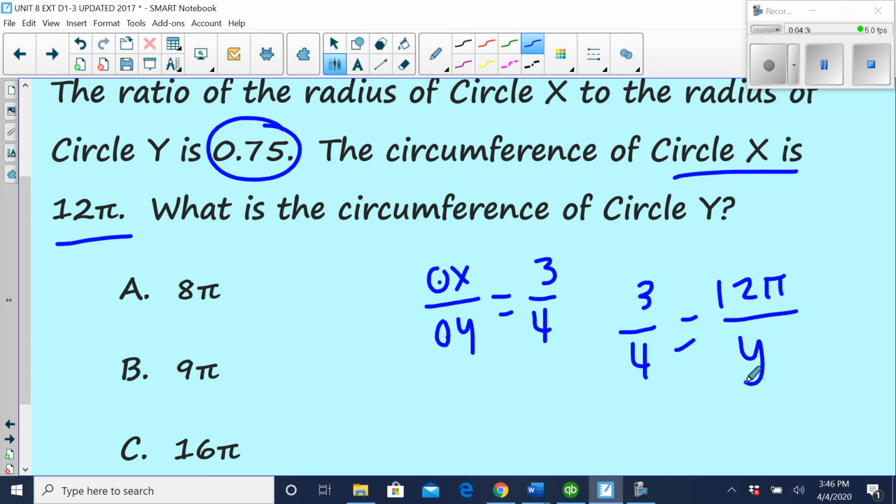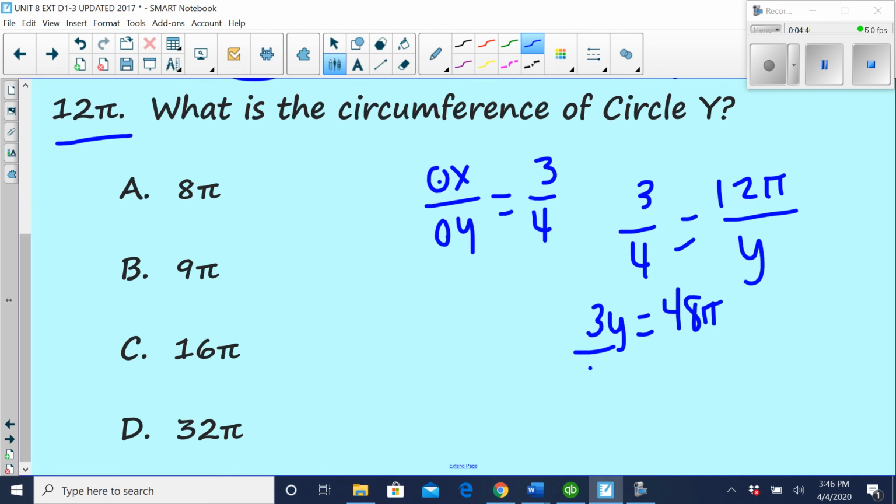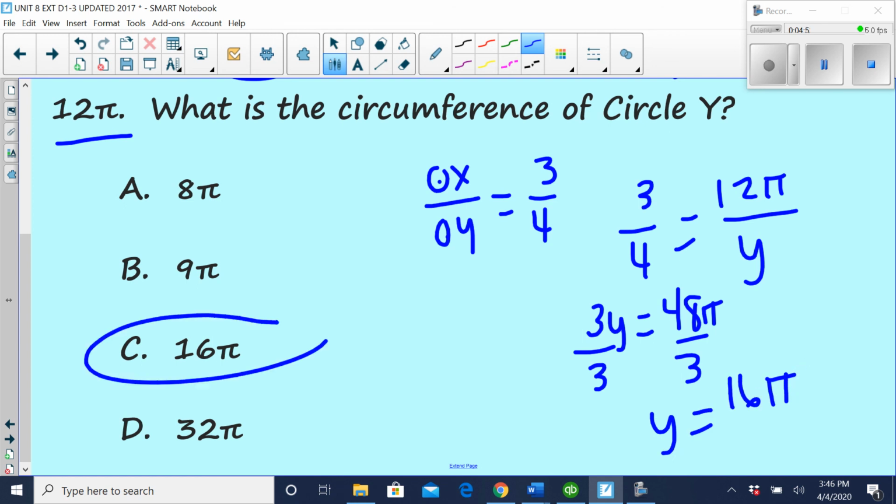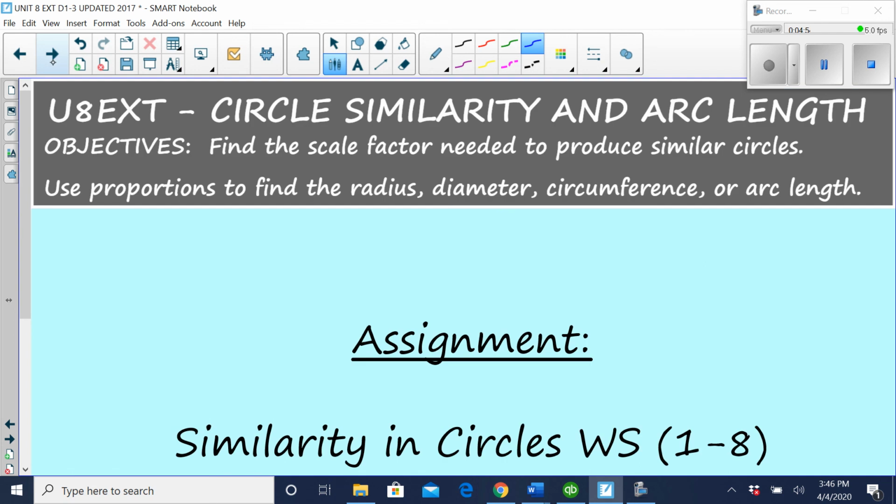What am I going to put on the bottom? I'm trying to solve for Y. So here I get 3Y is equal to 4 times 12 gives me 48 pi. If I divide by 3, I'm going to find that Y is equal to 16 pi. And my answer should be C once again, because the answer is always C, right?